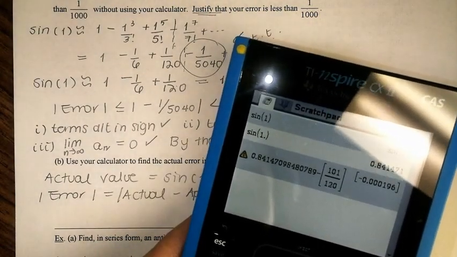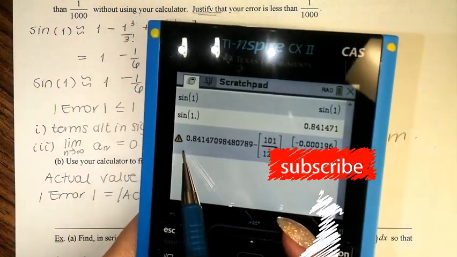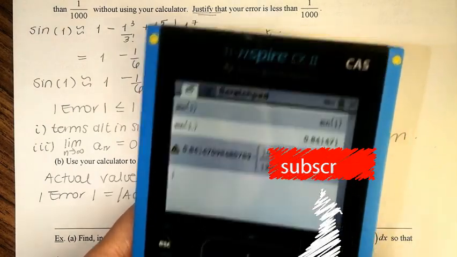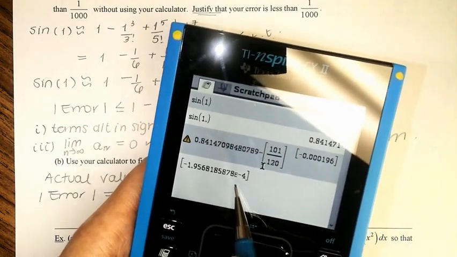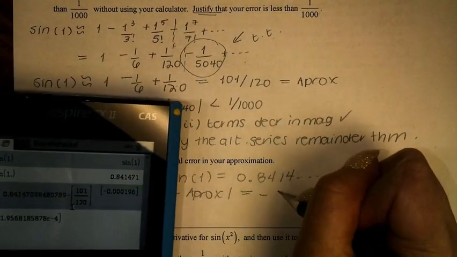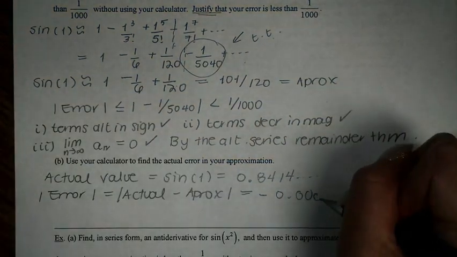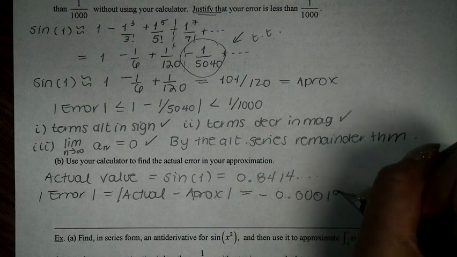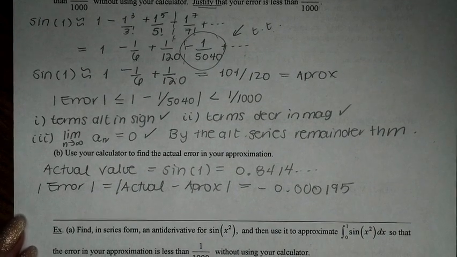So you have that. Here, as you can see, it's complaining because it's rounding somehow. But as you can see, it's rounding horribly here. So I really don't like this notation. It's absolutely horrible. So I would just write it as negative 0.000. How many zeros do we have? 1, 2, 3. Okay, 0.000 and then you have 195, and that would be more than enough to see that the error is quite small. Okay, so that's what you have for the actual value.